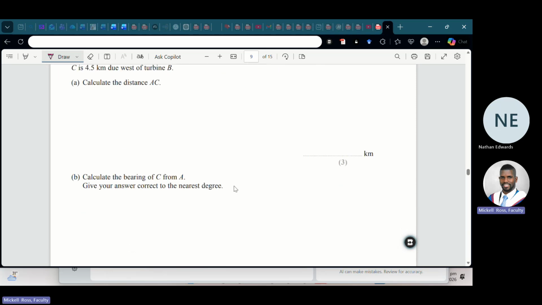So the bearing is going to be equal to 180 degrees plus 36.9 degrees. So notice here, now look at this. We're going to get 216.9. That's 4 digits, so the 9 will round up. So what we're going to get is that the bearing is 217 degrees. So that's going to be your bearing.